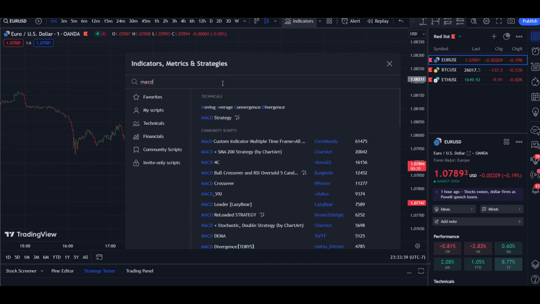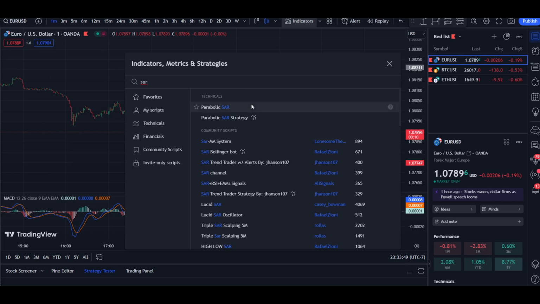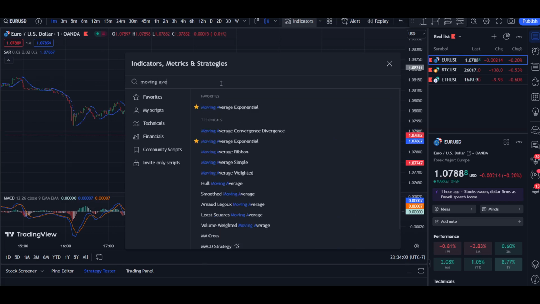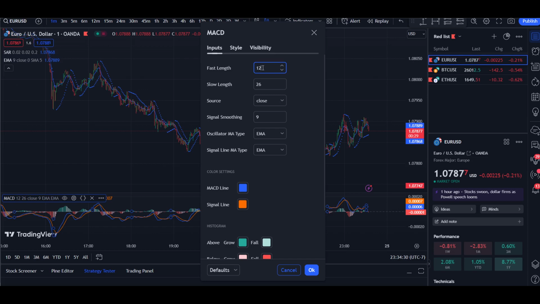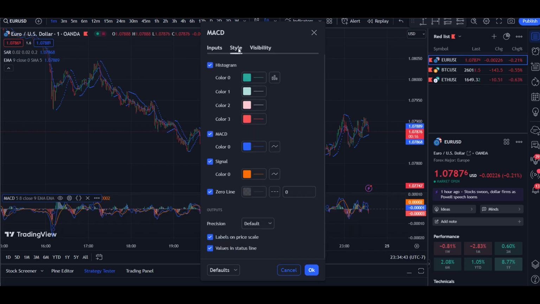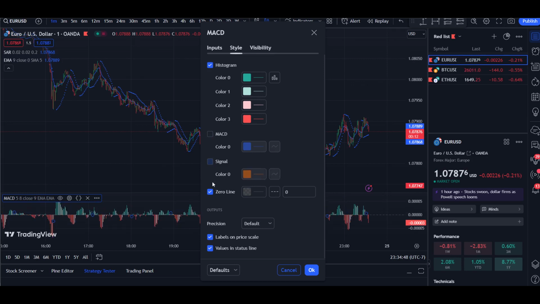The very first indicator will be our MACD. The second indicator that we'll be using is the Parabolic SAR. The last indicator that we will be using is the moving average exponential. Alright, so now that we have all of our indicators loaded up, we're going to go to settings on the MACD. On inputs, we're going to change the fast length to 5, and the slow length is going to be changed to 8. We're also going to go to style, and since the histogram is the only thing that we'll need, we can uncheck everything else on here.